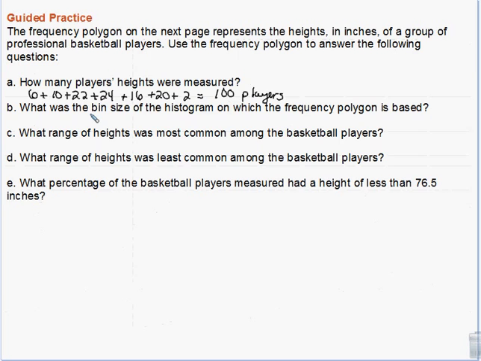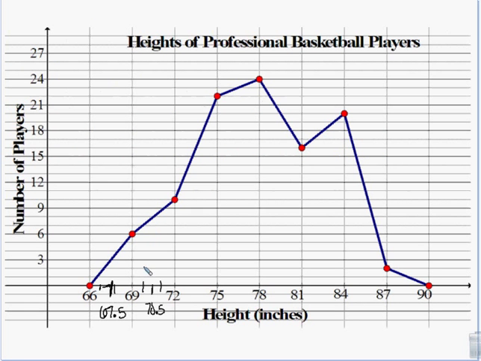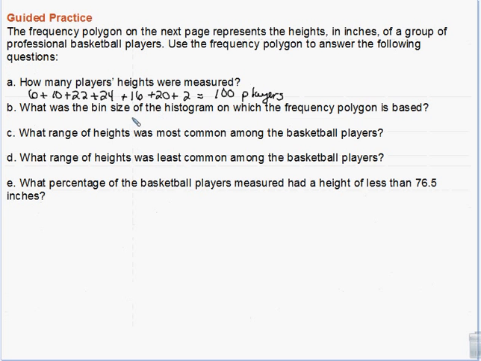And it's asking us, what is the bin size? 67 and a half, 68 and a half, 69 and a half, 70 and a half. My bin size is 4. Does that make sense? Oh no, I'm lying. It's 3. Yeah, it's 3. I counted wrong. So my bin size is 3 inches.